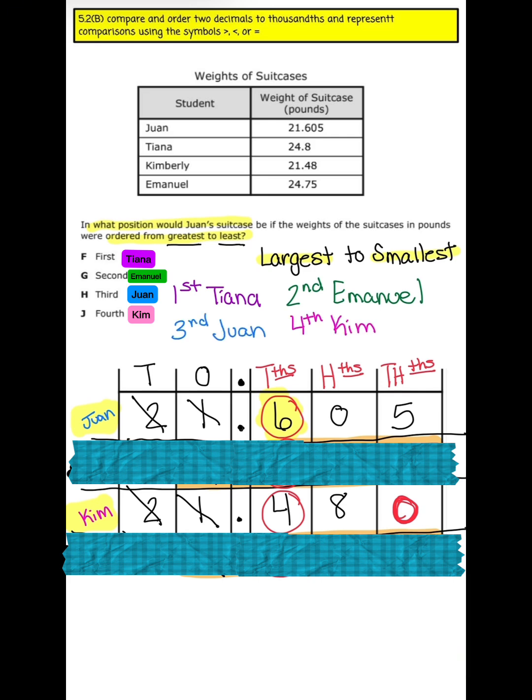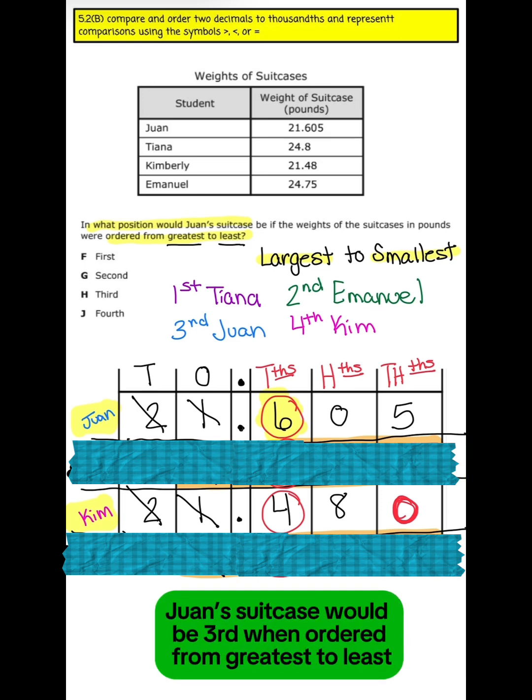So again, the question asks, in what position would Juan's suitcase be if the weights of the suitcases in pounds were ordered from greatest to least? Juan's suitcase would be in third position.